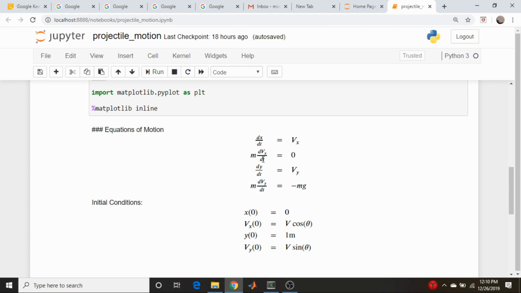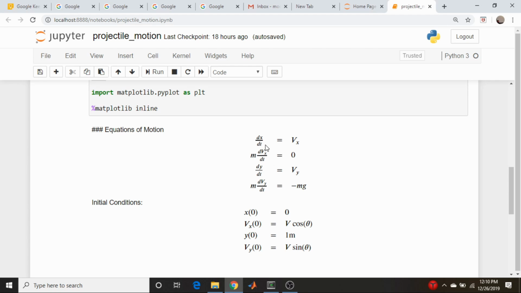So our acceleration is going to be given by the derivative of velocity with respect to time, and the derivative of position with respect to time is just the velocity. So we're going to have two first order coupled differential equations as opposed to a single second order differential equation.